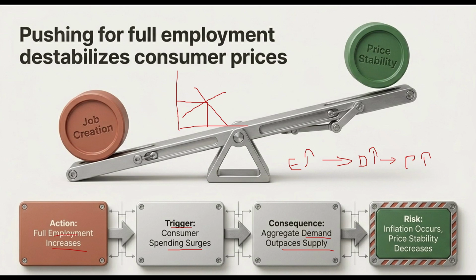Okay. So if people demand this much, this is the price supply at that time, and this is the demand. So it has this much shortage. So the prices may go up. So what is the risk? Inflation occurs, price stability decreases. Got it?